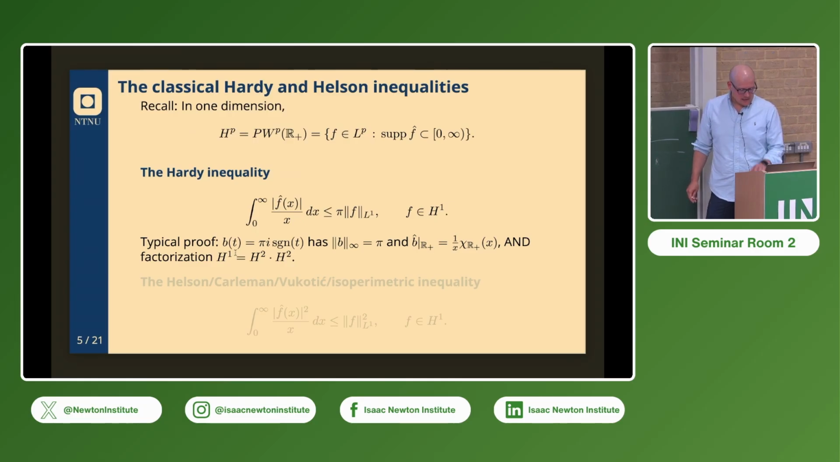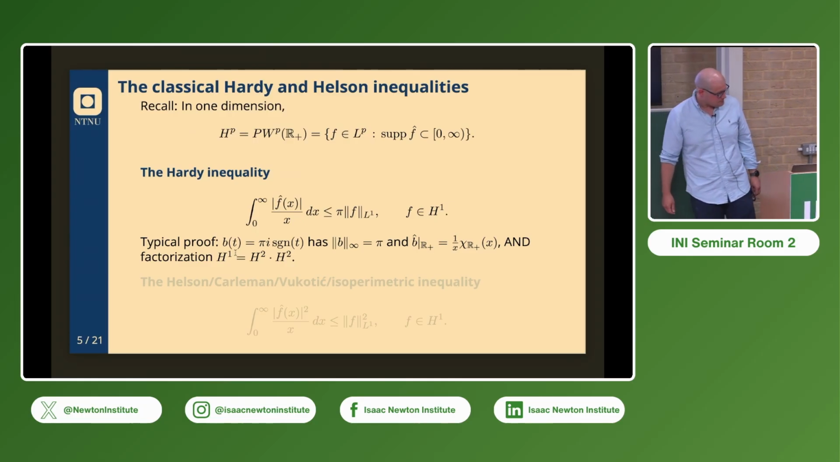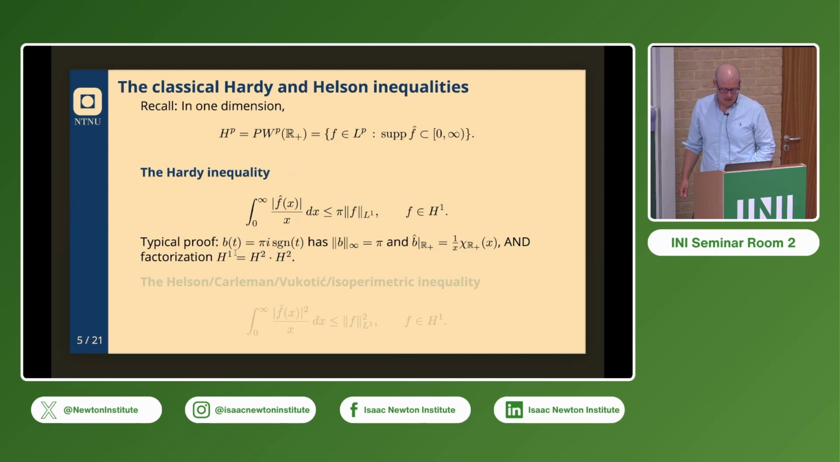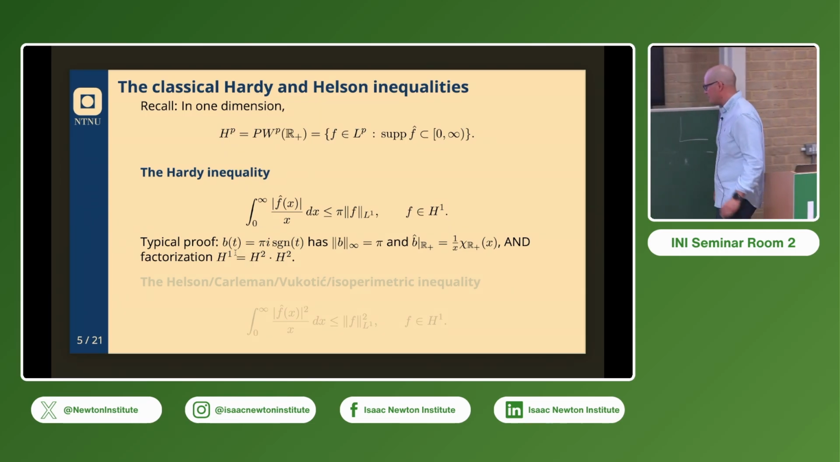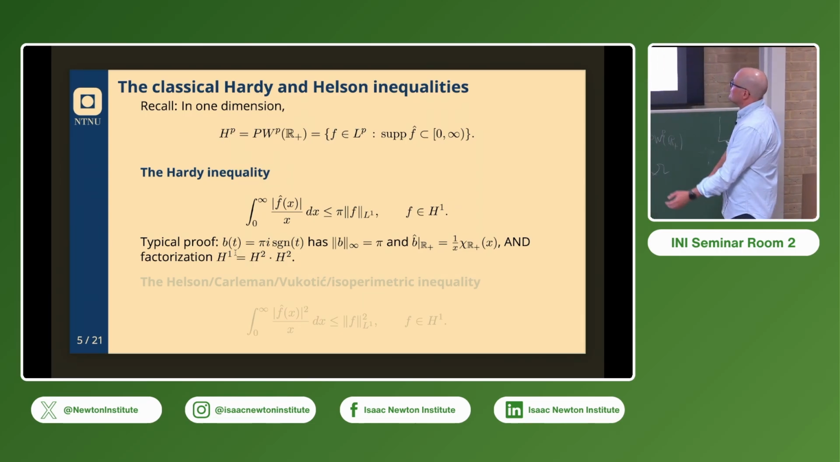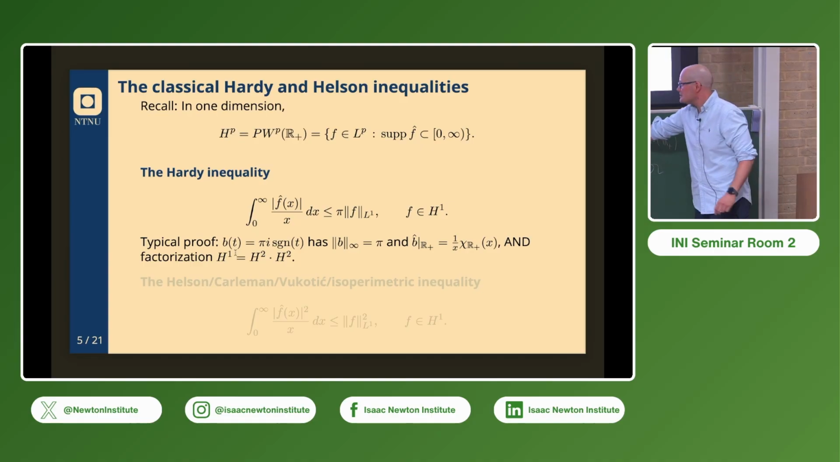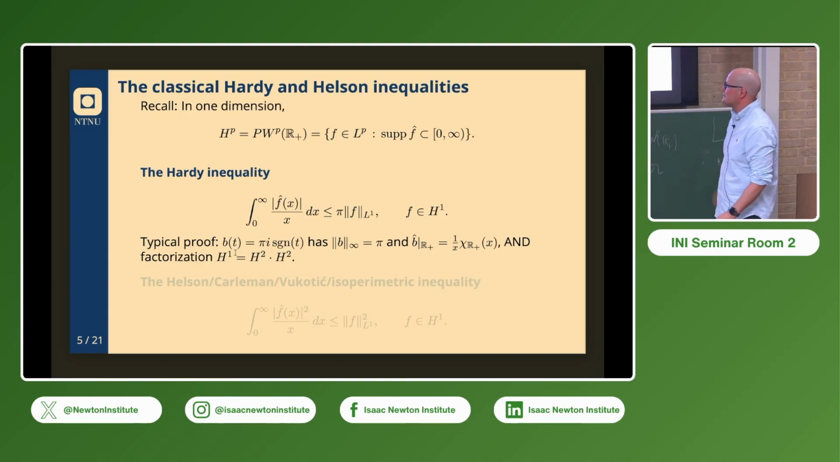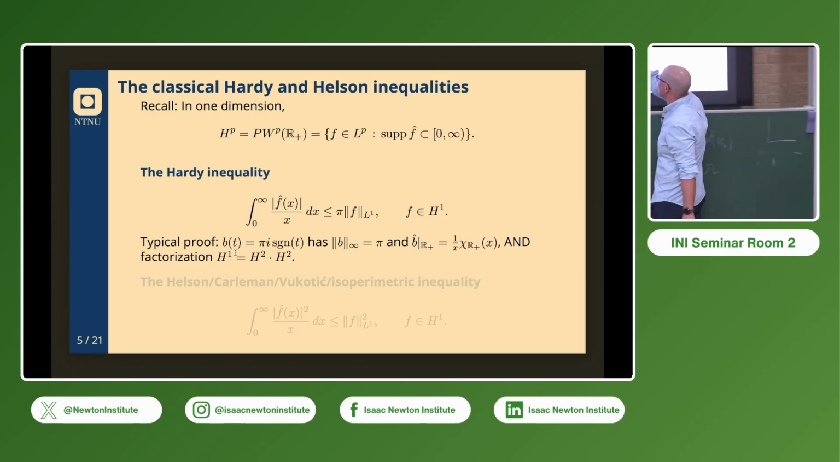Okay, so let me get to the embeddings that I want to talk about. Let me start with one dimension. I'm just recalling what's on the board here: H^p is the Paley-Wiener space of R+. So the classical Hardy inequality, in this language, in this continuous inequality, would read like this.